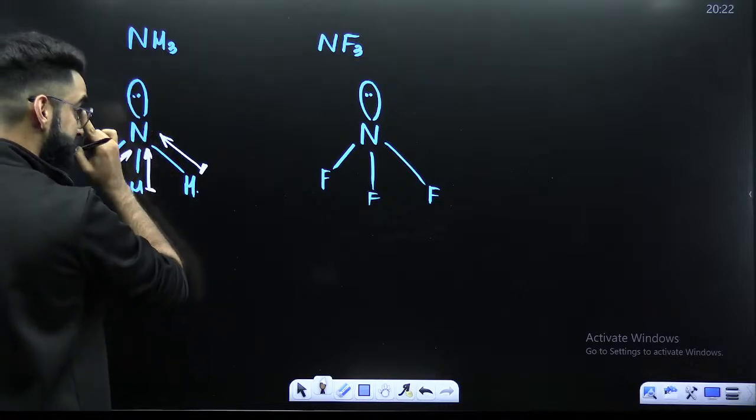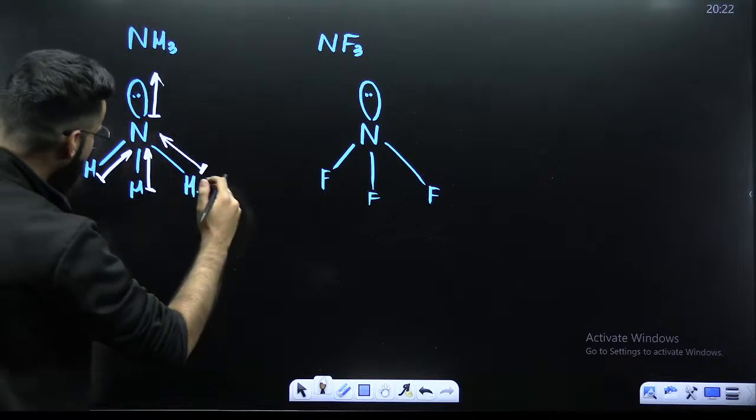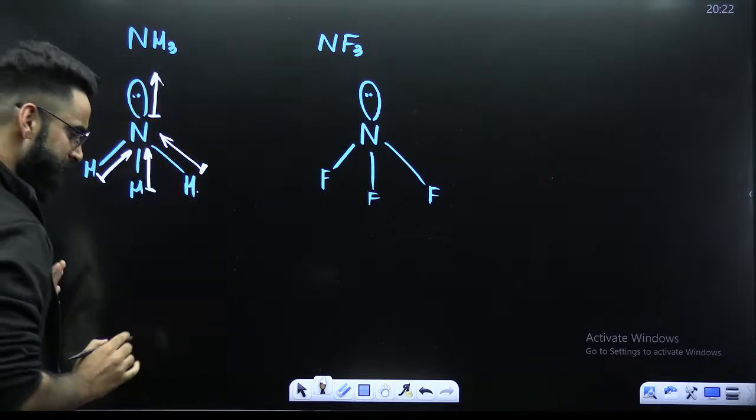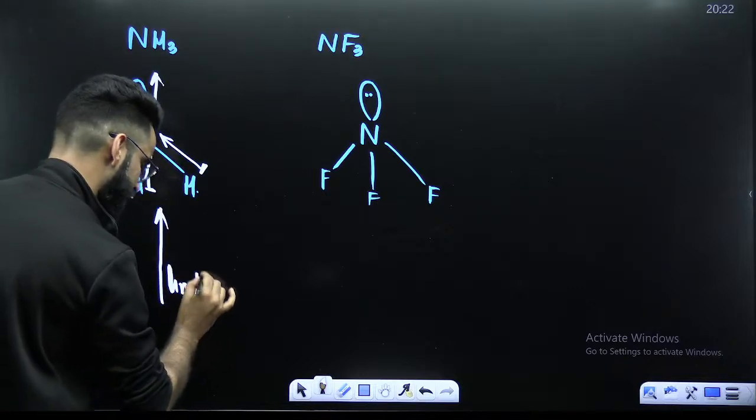The lone pair also contributes towards the dipole moment. Its direction is towards the lone pair. So do you see all these bond moments converging in one direction? So the net dipole moment will be in this direction. This is your net dipole moment for this particular molecule.